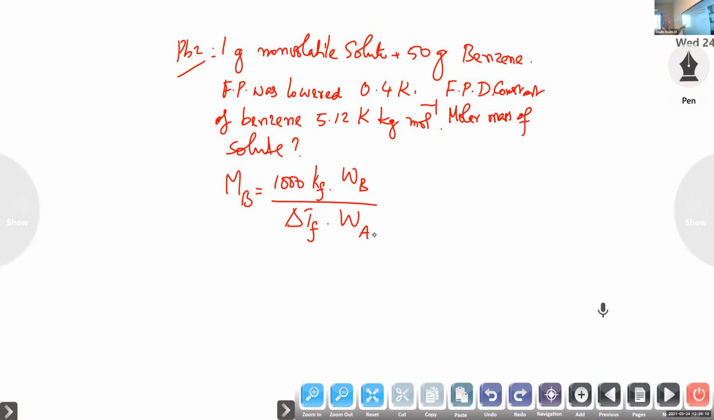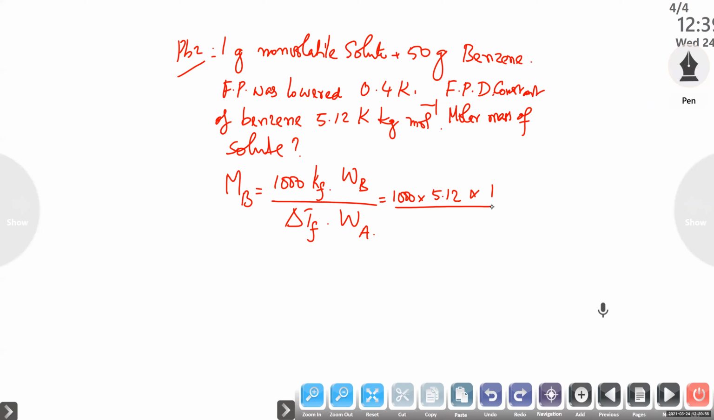Okay. So we have to find out the MB. You substitute the values: 1000 into what is Kf, the freezing point depression constant, that is given to be 5.12, into the mass of the solute WB, that is 1 gram, by delta Tf, that depression of freezing point. Emmanuel, can you find out the depression of freezing point from the given data?